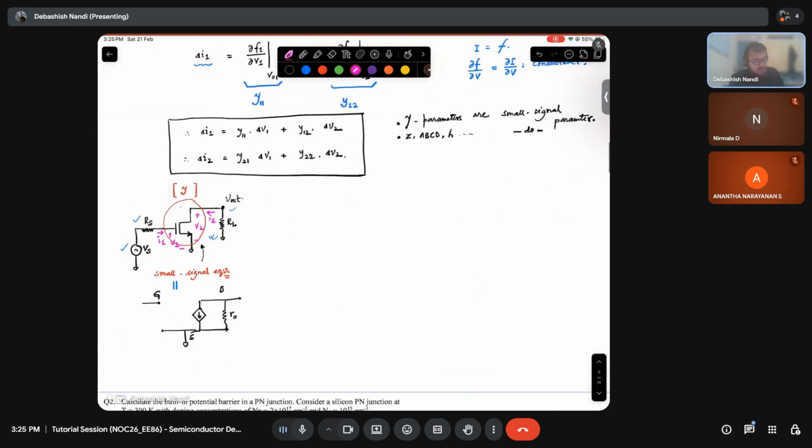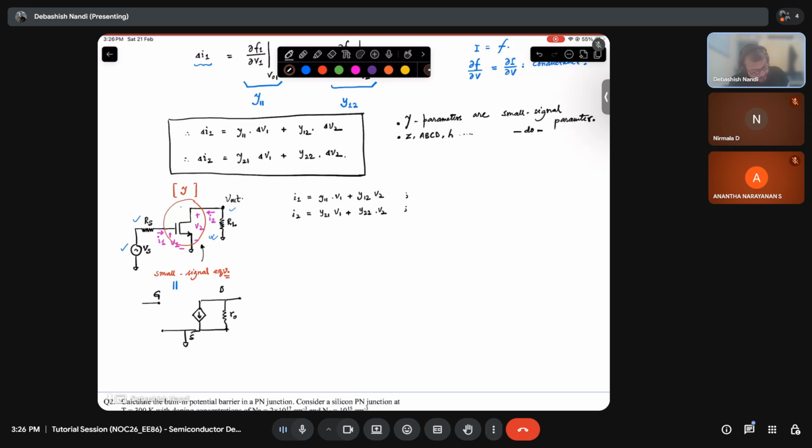So if we have done that much, can I write my current equations? I1 equals, already we know, Y11 V1 plus Y12 V2. I2 is equal to Y21 V1 plus Y22 V2. This much we know. What are the other equations? What are the unknowns here? I1, I2 are unknown. V1, V2 we can find out, right? From what relation can we find out V1, V2?